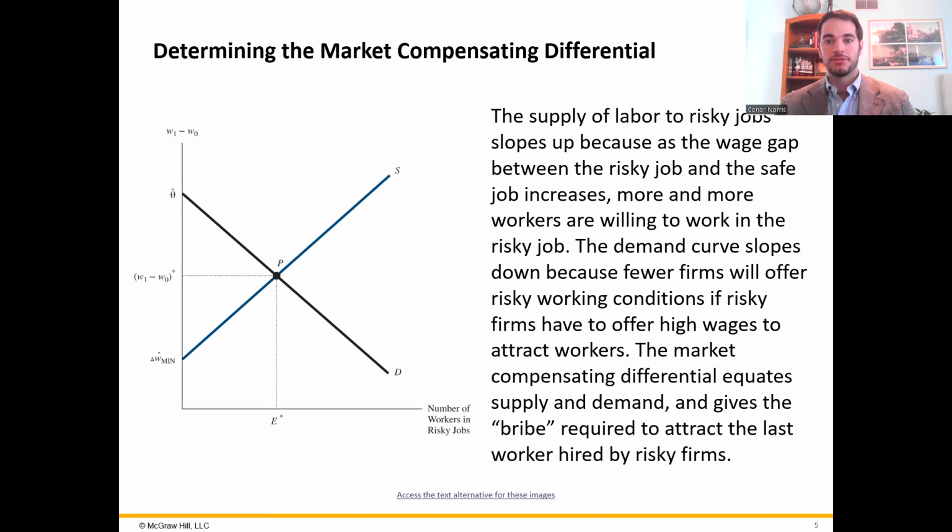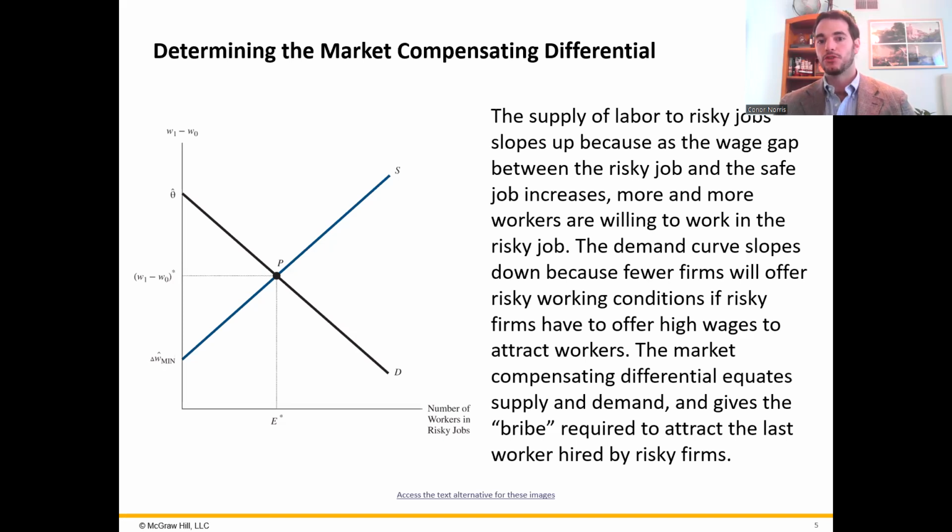Before, the y-axis for the supply and demand model was the wage. But notice here, it's not the wage. It's the W1 minus W0. It is the compensating differential for those jobs. So it's the difference between what you would get paid in the safe job versus what you would have to get paid for the risky job. So just a little bit different, although the way we work with it is going to be the same.